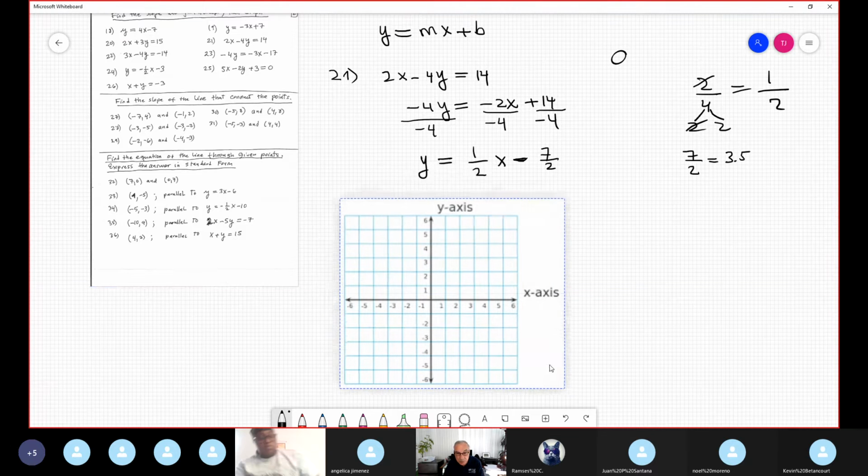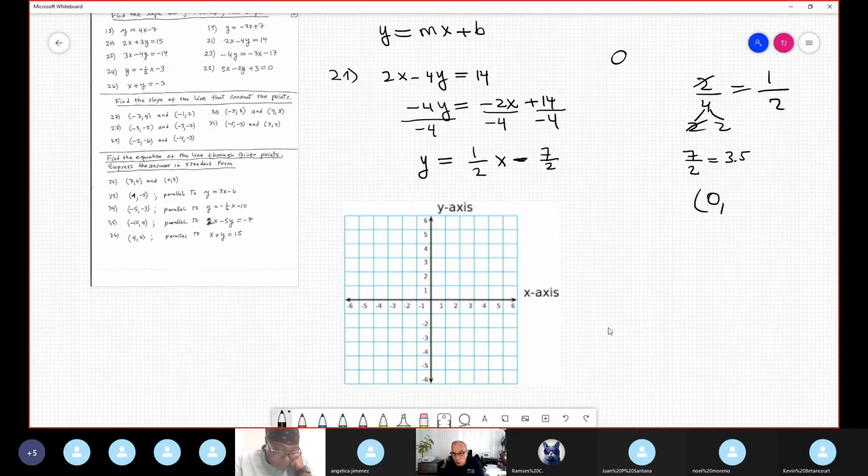Okay, good. After that, I plot my first point: 0, minus 3.5. Always 0. Remember this 0 stays here. Then 3.5 is in the middle between negative 3 and negative 4. This is the point 0, negative 3.5.